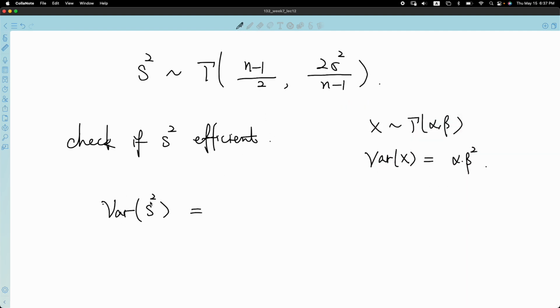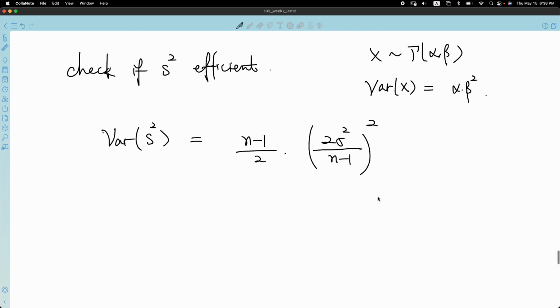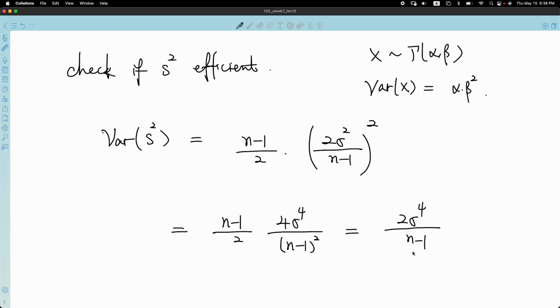Okay, so now we are also interested in the variance of S squared, where we know S squared follows a gamma. So alpha, the corresponding is n minus 1 over 2, and then beta is 2 sigma squared over n minus 1, this thing raised to the power of 2. Okay, so the variance of S squared equals n minus 1 over 2, times 4 sigma to the power of 4, over n minus 1 squared. And this is equal to 2 sigma to the power of 4 over n minus 1. So this is the variance of S squared.